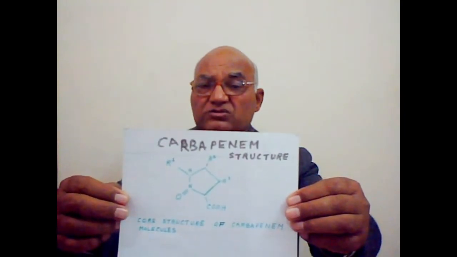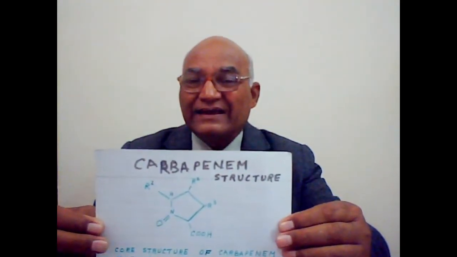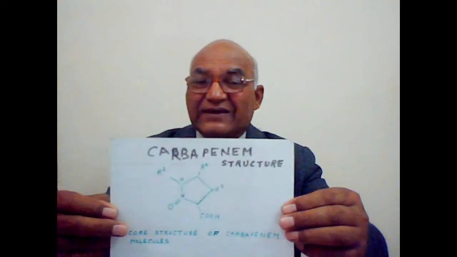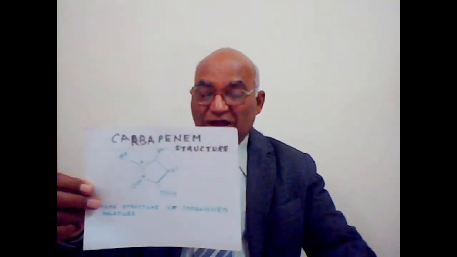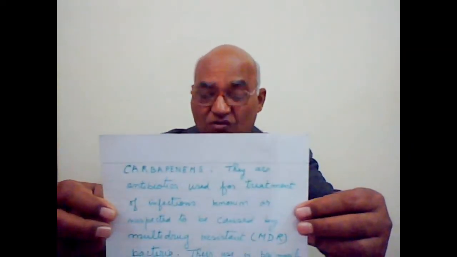So this was a powerful antibiotic, but certain bacteria have gained resistance against this also, and now the time has come to discover some newer antibiotics. Carbapenems are antibiotics used for treatment of infections suspected to be caused by multi-drug resistant MDR bacteria. Their use is primarily in people who are hospitalized. So this is how carbapenems have failed.